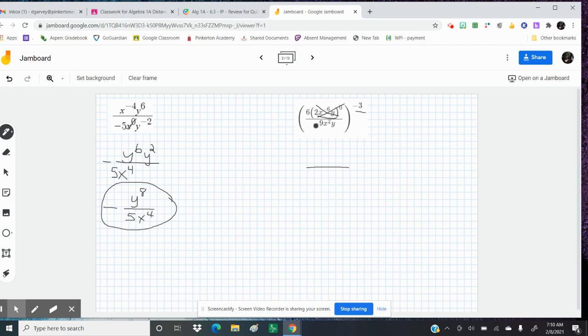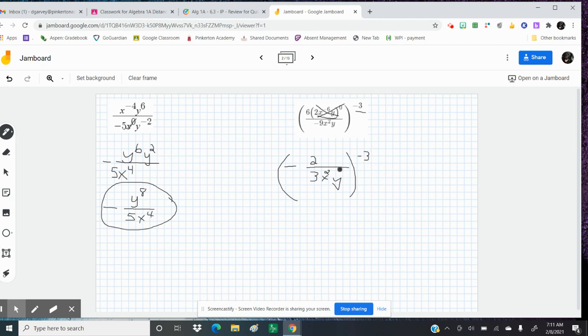So again, this negative sign is just making the whole fraction negative, so I'm going to bring that out front. 6 over 9, I can divide both numerator and denominator by 3. So this will be 2 over 3. And then the denominator, I'm still going to have x squared and y. But I still have to raise the whole thing to the negative 3 power.